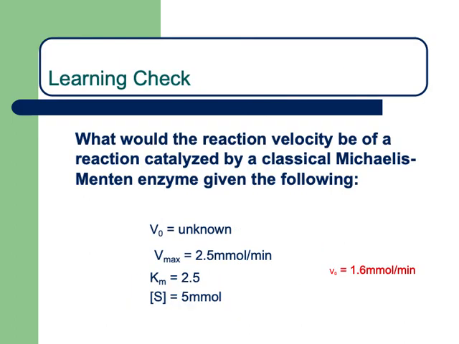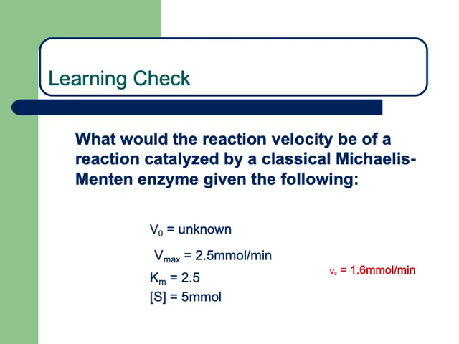Now let's try this out. Let's do an equation together. You can pause the recording right now and try this on your own if you wish. So the question is, what would the reaction velocity be of a reaction catalyzed by a classical Michaelis-Menten enzyme given the following? So we have V0, which is unknown. That's what we're trying to solve for. We have velocity maximum, which is equal to 2.5 millimoles per minute. We have our Michaelis constant, or Km, which is 2.5, and our substrate concentration, which is 5 millimoles.